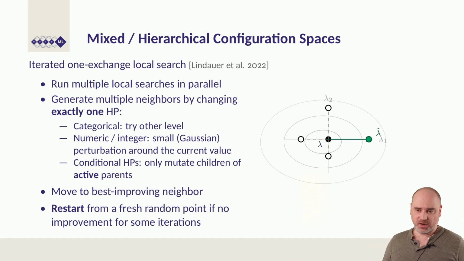Can we do something also for mixed hierarchical configuration spaces? I guess that's the most challenging scenario. So in these cases, you usually run something like a repeated one exchange local search on the mixed hierarchical space. So how does this look like? Well, you run multiple local searches, but you run them in parallel with this one exchange terminology. So how does this local search work exactly? We are at some point, and we now want to produce multiple neighbors in the vicinity of that point. I guess that's what the local is all about in the local search here.